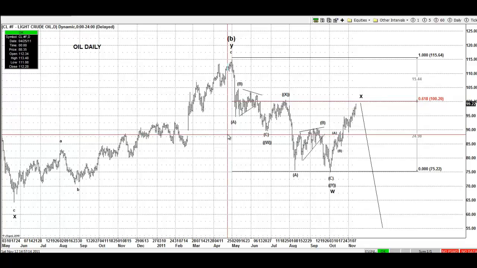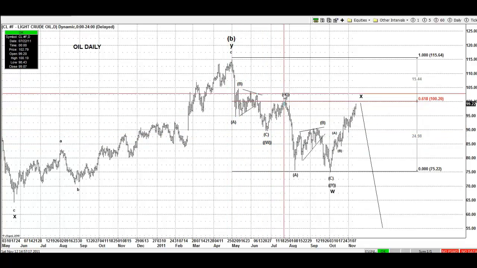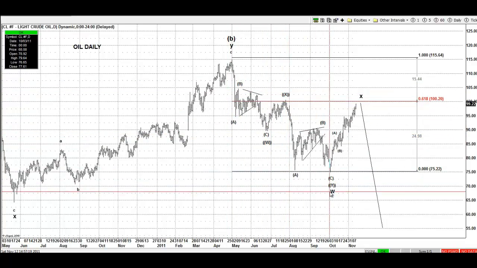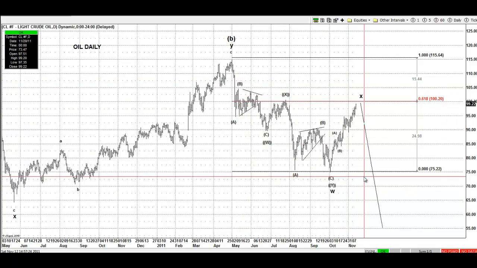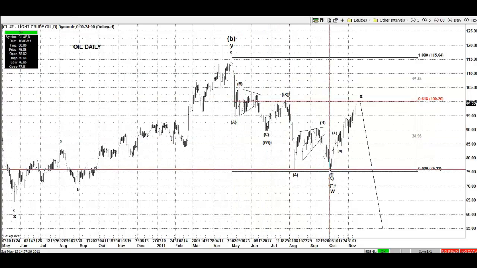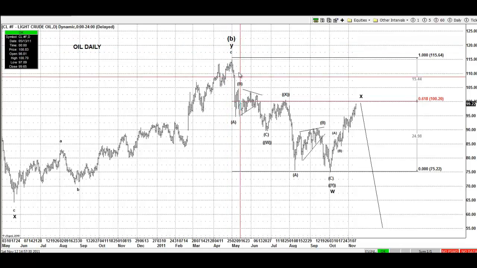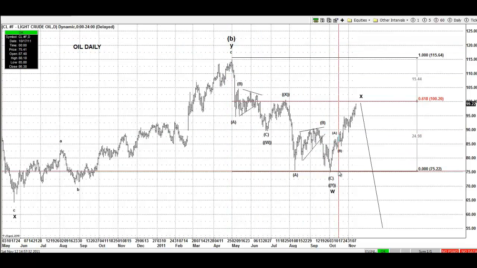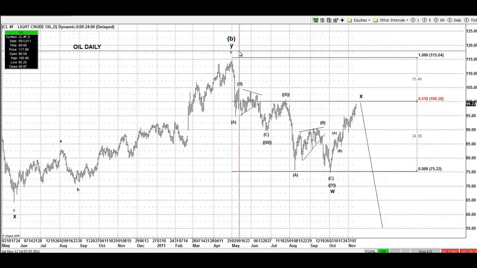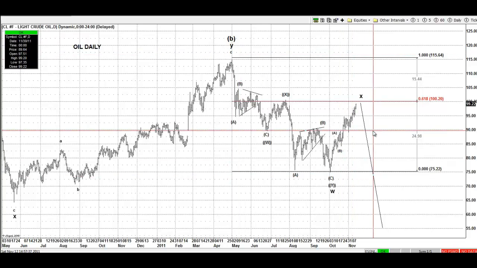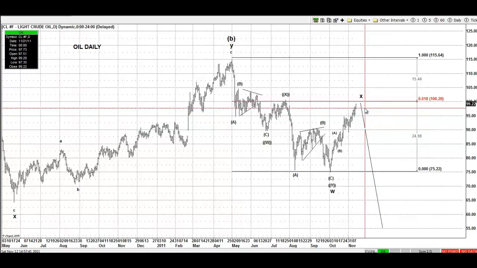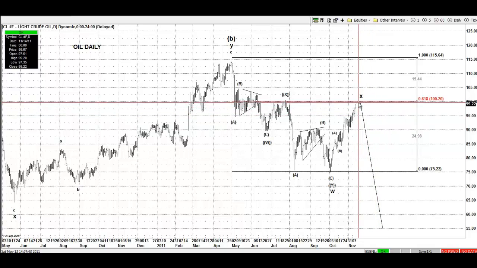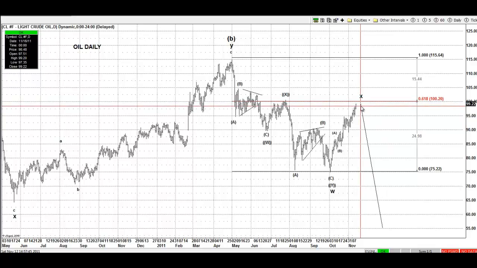The first scenario goes like A, B, C, W, X, Y. At this moment, this is the one that we are favoring due to the fact that these two legs are equal, and now we can see a 7 swing structure from here to here. So we favor this one. We believe that some type of reaction is going to happen from around the 100 level, which is the 618.